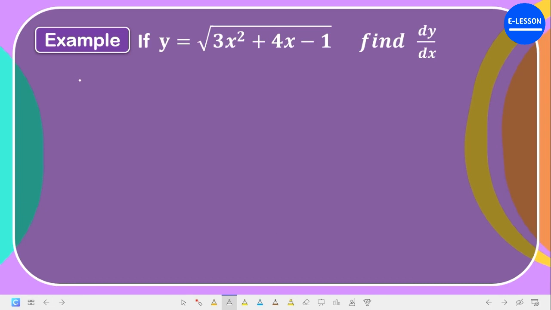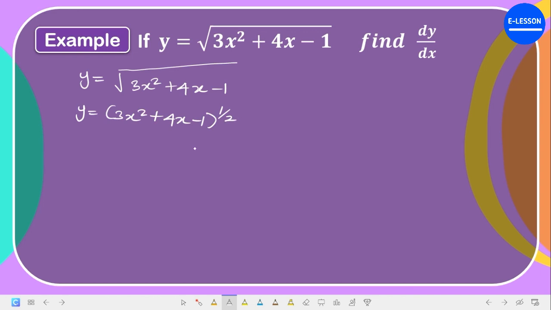You have this given to you: y is equal to the square root of 3x squared plus 4x minus 1. Now what will be our y? We can say y can also be written as 3x squared plus 4x minus 1 raised to the power of what? Half. Let me rewrite it again: y is equal to (3x squared plus 4x minus 1) raised to the power of half. Now what do you do at this point?